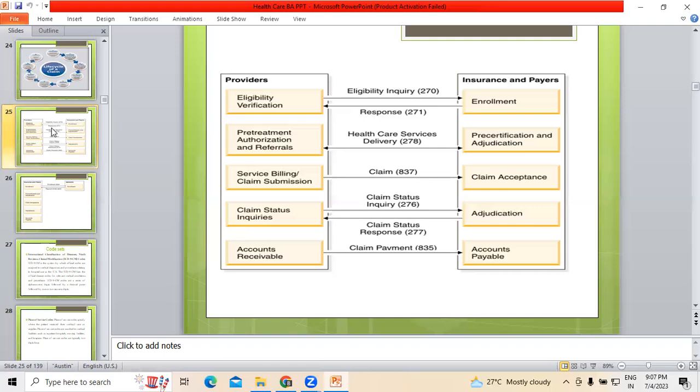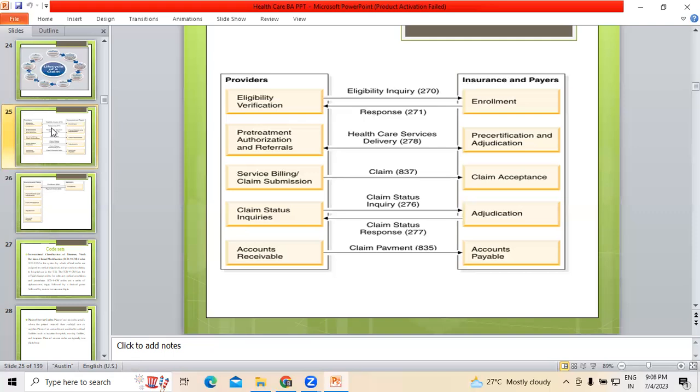Now, coming back to the provider point of view, whatever eligibility verification inquiry is made by the provider to the insurance payer comes under 270. 270 is a code, or a form, which is part of the eligibility inquiry. Whoever wants to do any kind of eligibility inquiry, whether the person has valid insurance or is enrolled or not, the form and the code we use for that inquiry is called 270.